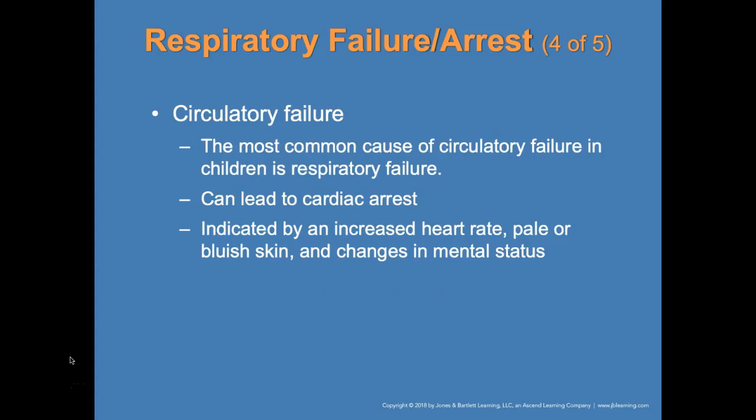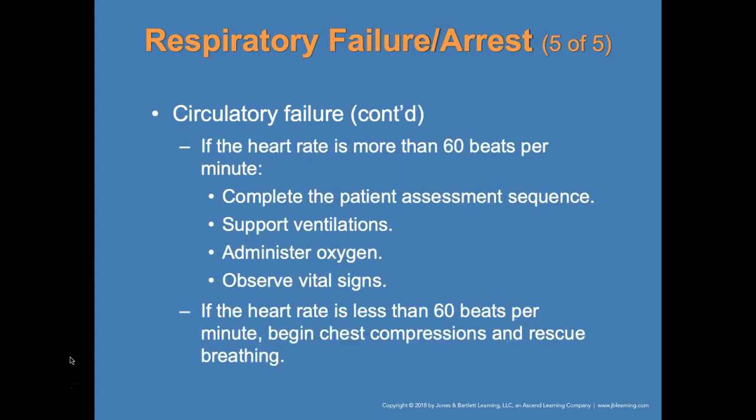Circulatory failure. The most common cause of circulatory failure in children is respiratory failure, just like we talked about a couple times already. It can lead to cardiac arrest, indicated by the increased heart rate, pale or bluish skin, and changes in mental status. So if the heart rate is more than 60 beats a minute, we need to complete the patient assessment sequence, support ventilations, administer oxygen, observe vital signs. Once again, if it's less than 60, we need to begin chest compressions and rescue breathing.